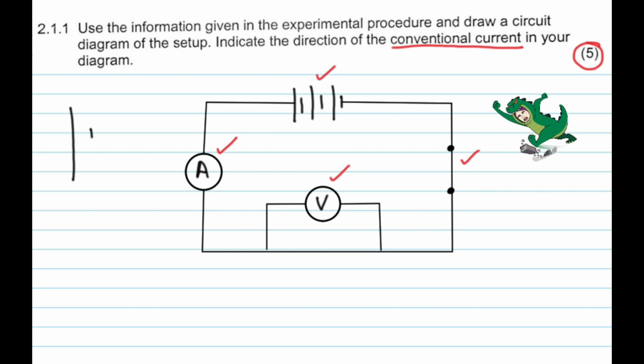Okay, so you have to go back to the question, have a look, and remember that last little step was talking about conventional current. Now remember, the long line is always positive in a cell, the short line is negative. So conventional current always runs from positive to negative. You don't have to indicate it with 100 arrows. 1 arrow showing the direction of the current would be more than sufficient to give you the marks.